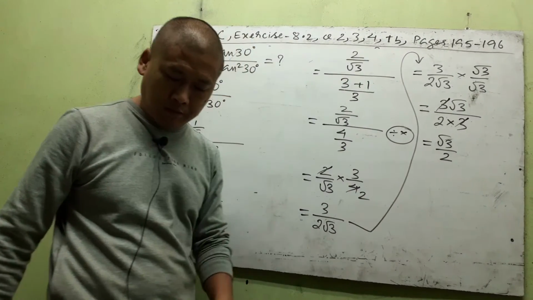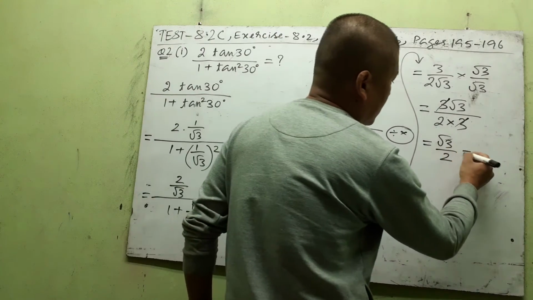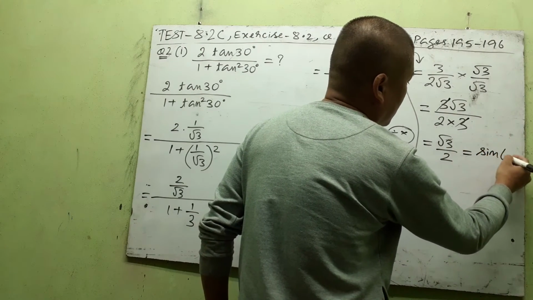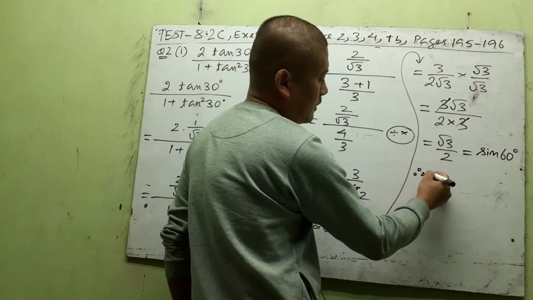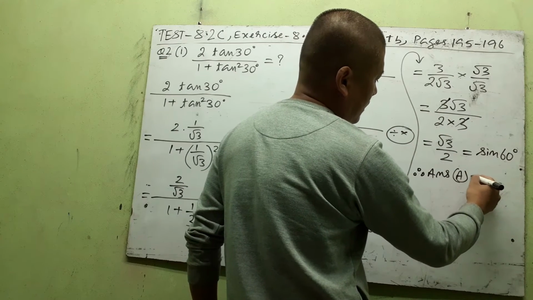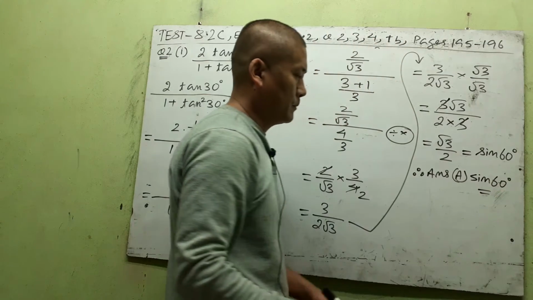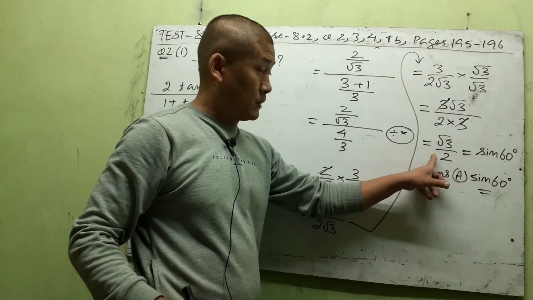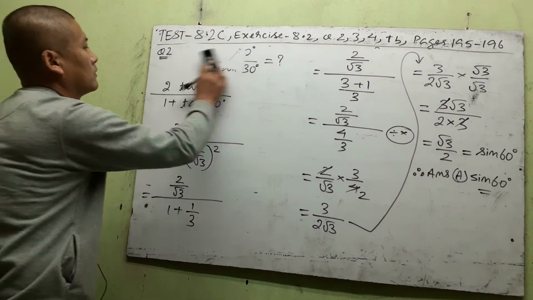Now choice A is sin 60 degrees, and we know sin 60 degrees is exactly equal to this, so this is the right option. Sin 60 degrees is root 3 by 2. So therefore our right answer is choice A, which is sin 60 degrees, because sin 60 degrees is root 3 by 2, which is the answer we're getting, right? And next, number 2.